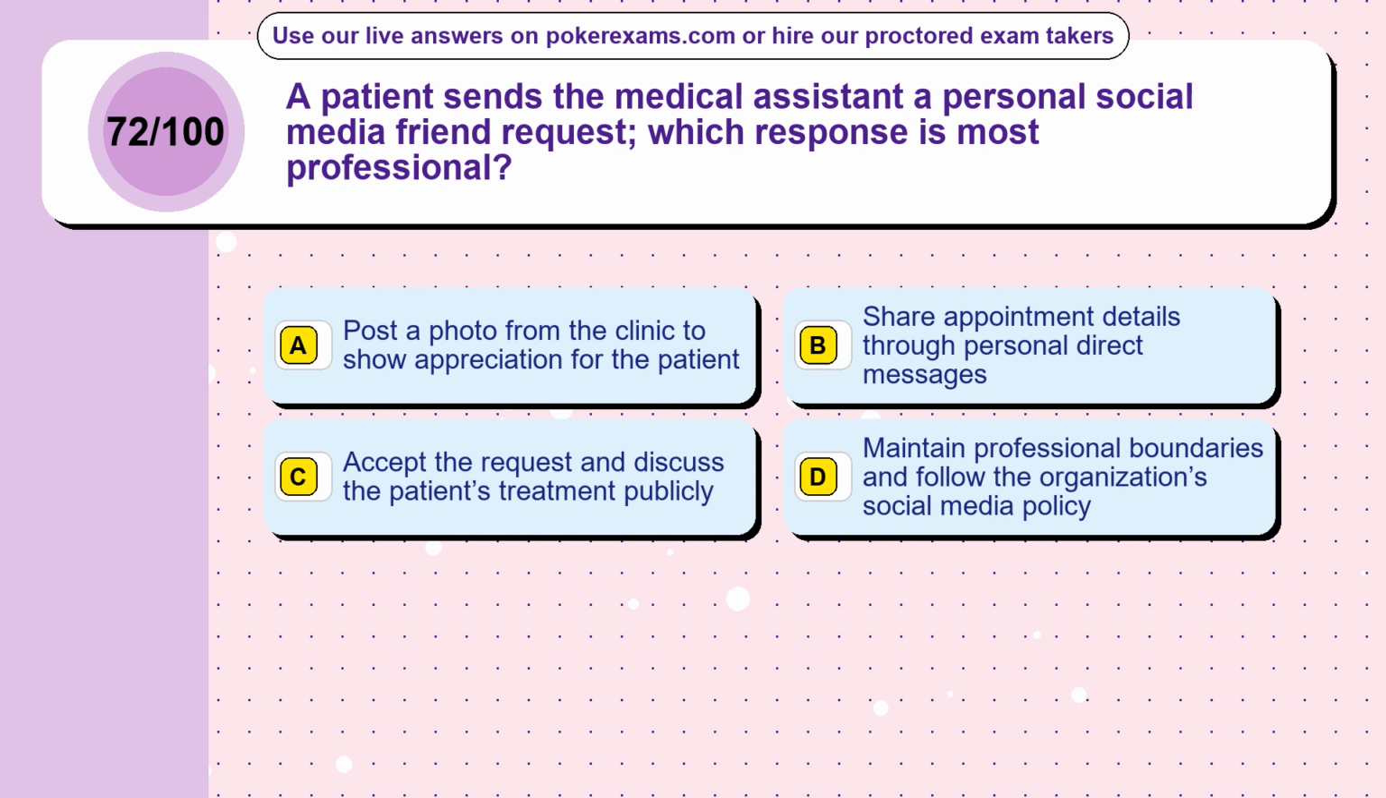Question 72. A patient sends the medical assistant a personal social media friend request. Which response is most professional? Option A. Post a photo from the clinic to show appreciation for the patient. Option B. Share appointment details through personal direct messages. Option C. Accept the request and discuss the patient's treatment publicly. Option D. Maintain professional boundaries and follow the organization's social media policy.